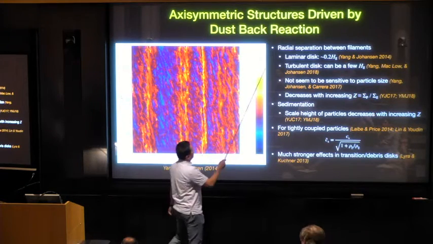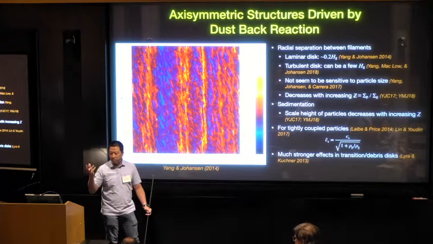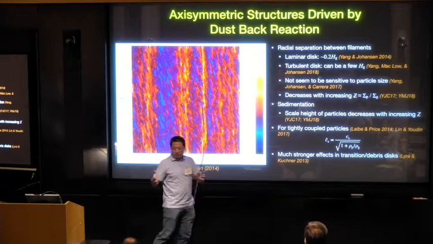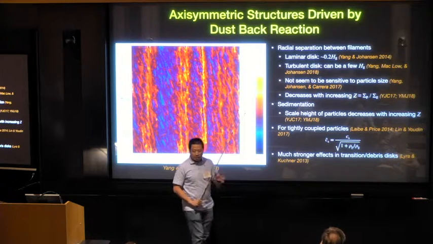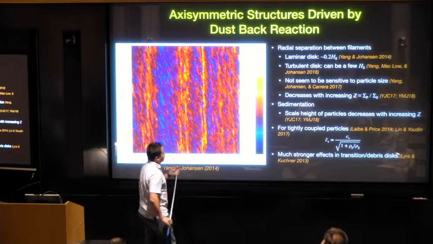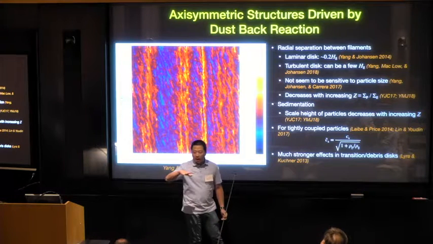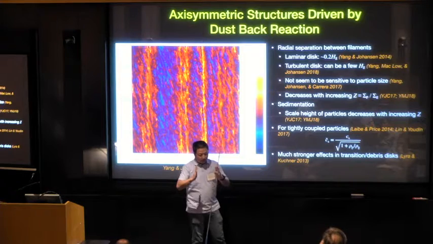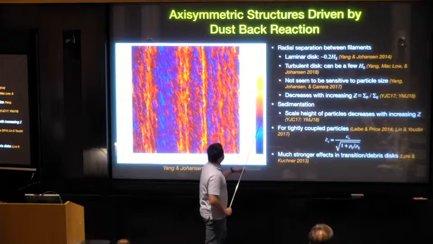The first of it is the radial separation between the filaments. In the laminar disk, it's roughly about 0.2 gas scale height. And in turbulent disk, it can be as wide as a few gas scale height. And this separation does not seem to be sensitive to the particle size. And the important thing is that it clearly decreases with the solid loading you have. So the higher the solid abundance, the separation becomes smaller, and you get more filaments. And this is the radial direction.